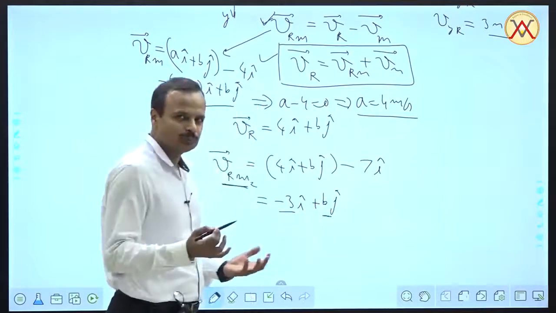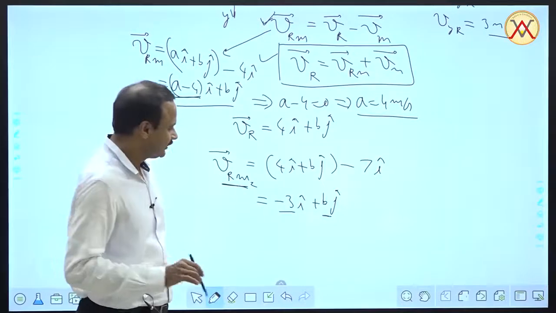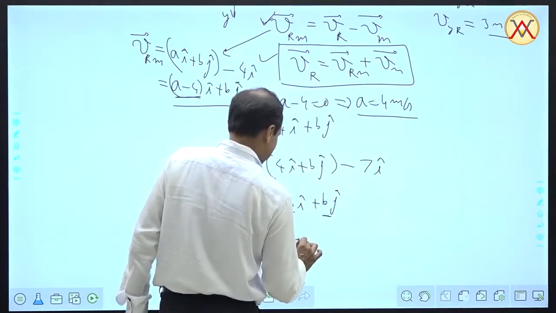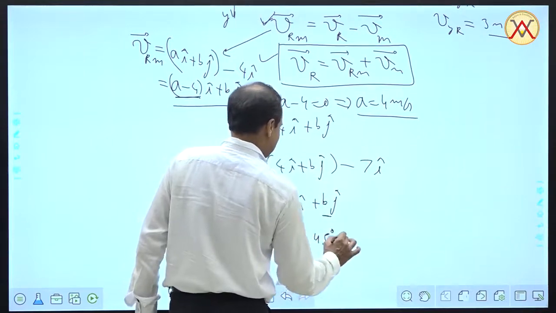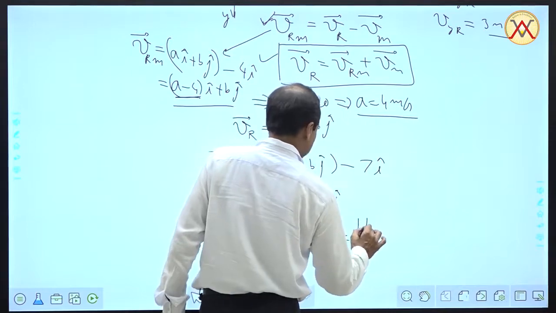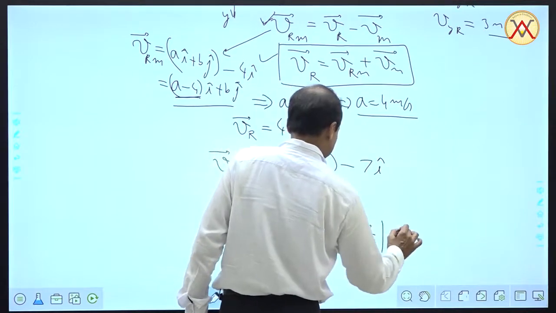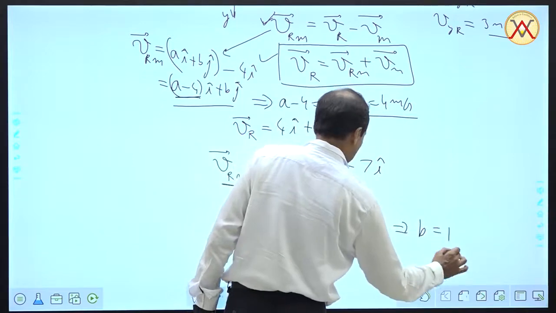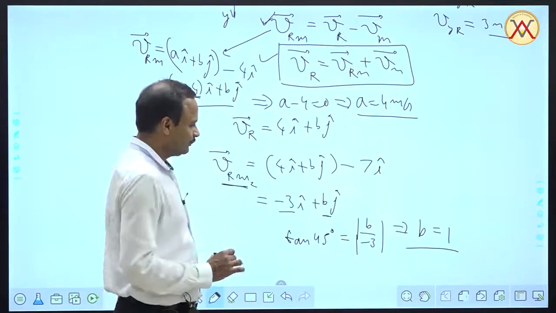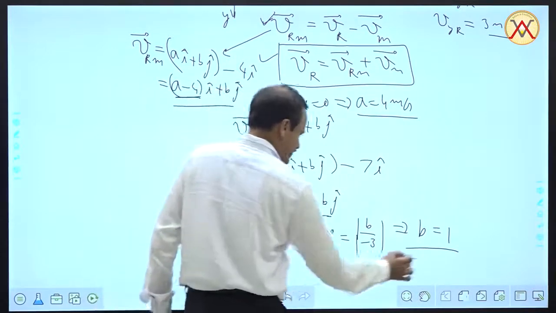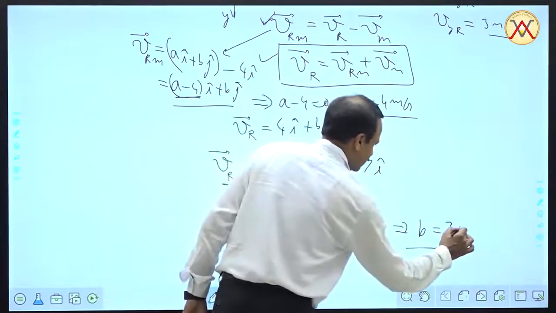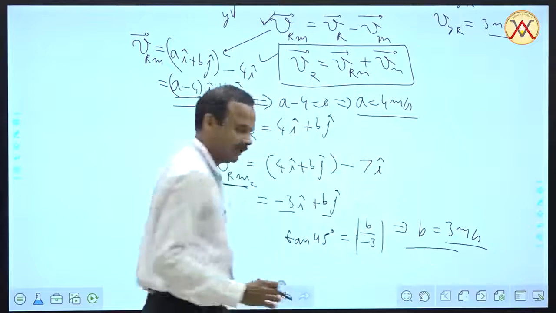And I already know that B is positive because I have taken B as vertically downwards. So clearly I can say that tan 45 degrees is equal to mod of B upon -3. It gives me B equal to 3. So this is how I can get both the components of the velocity of rain.